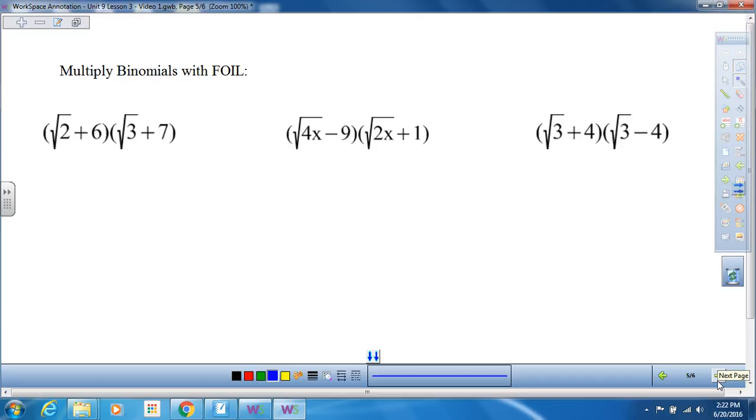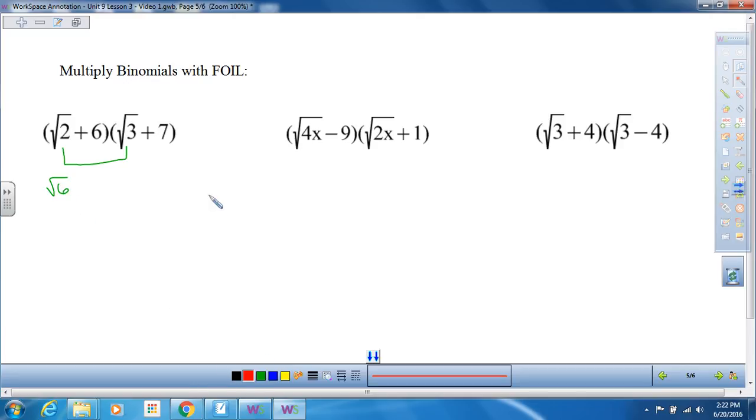Okay, another way we can multiply is to multiply binomials, and we'll use FOIL again. Okay, so remember FOIL is first, outer, inner, last. So first, square root of 2 times square root of 3. Those are both under the radical, so I can multiply them together.